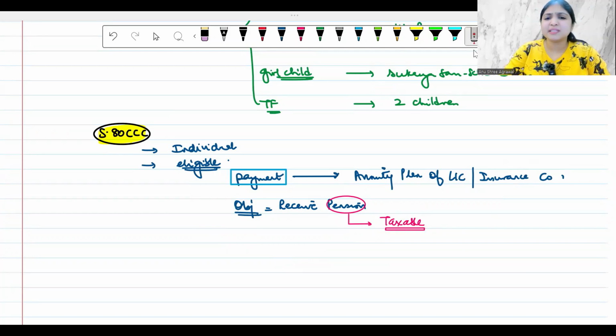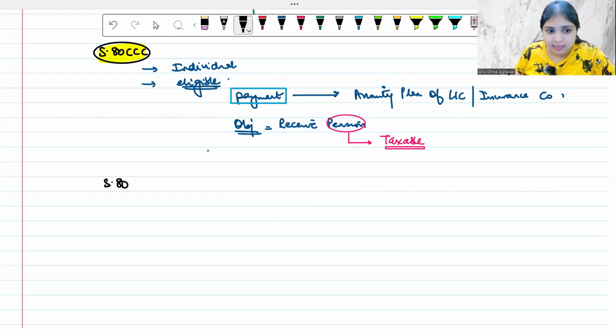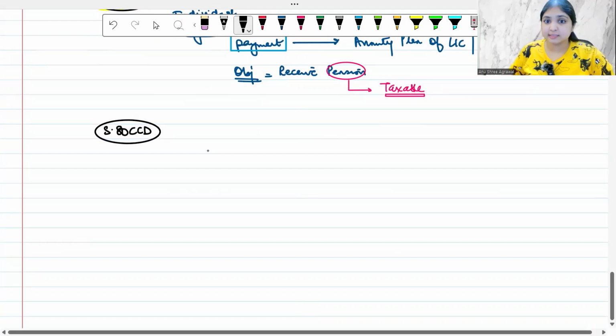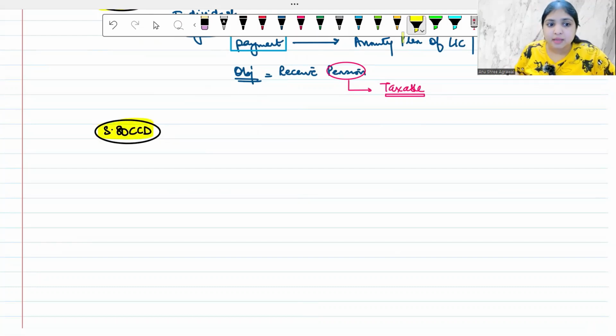This is ATCCC, a small, simple section. Okay, then we have section ATCCD. This is your third section under your ATC series, ATCCD. In ATCCD, who is your assessee?